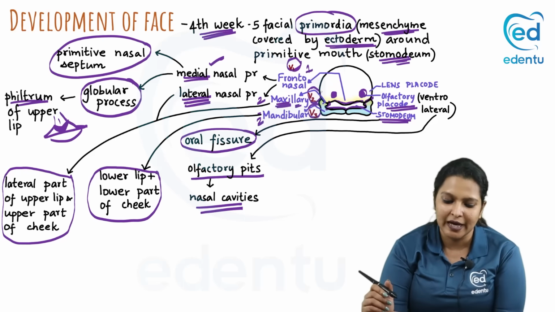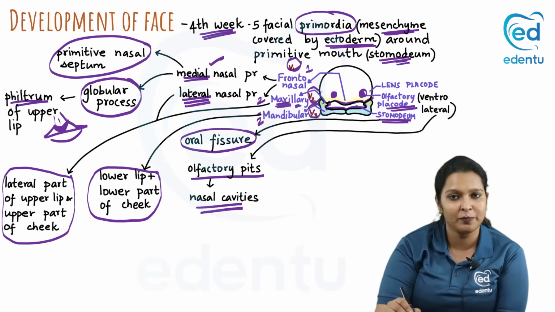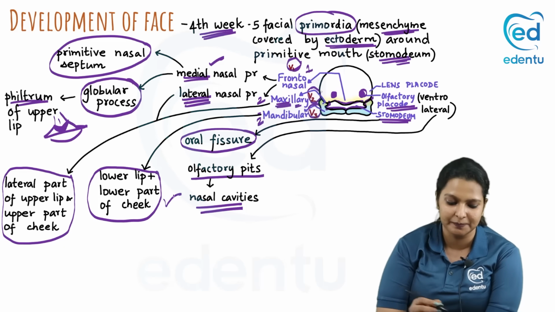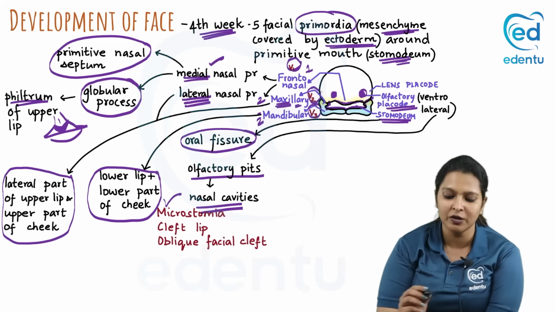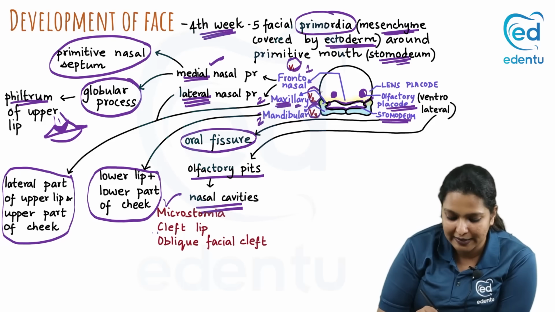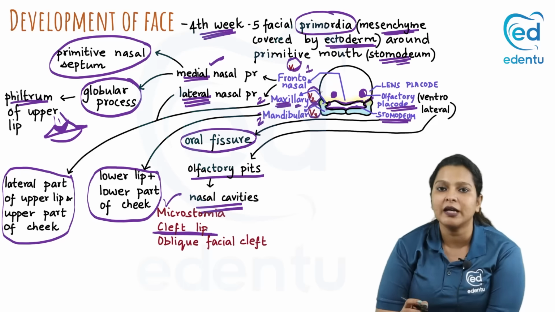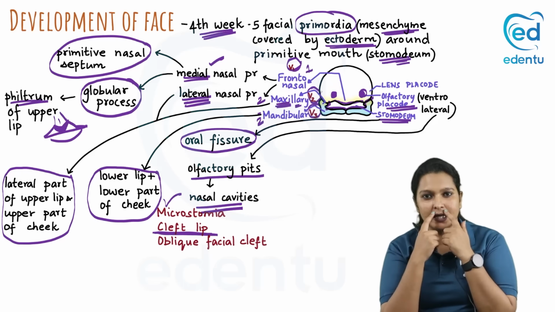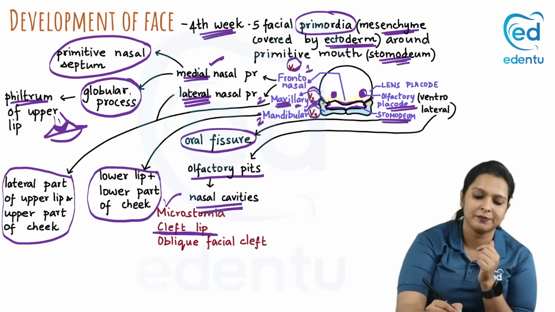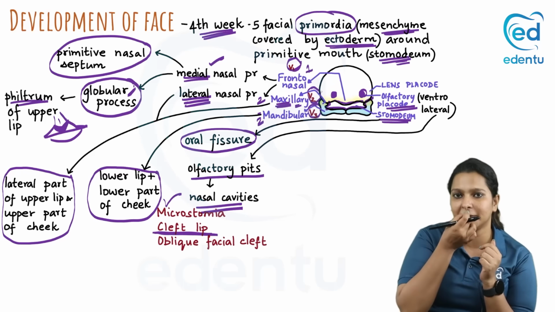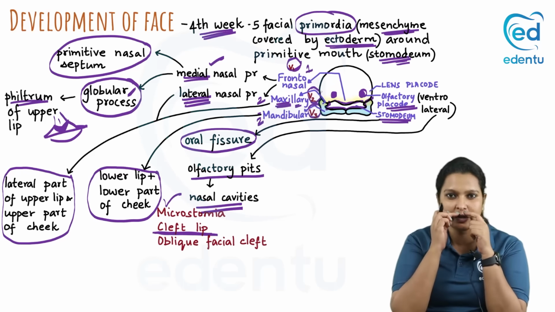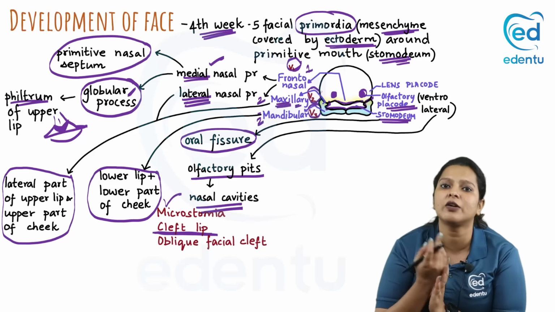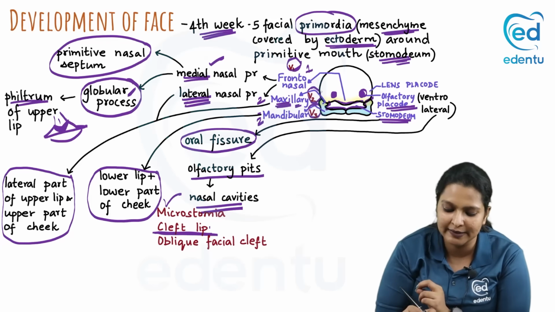And then we have the mandibular process that forms the lower lip as well as the lower part of the cheek. There is one more defect here called the cleft lip. If both the side maxillary processes do not meet the globular process, the globular process forms the middle part of the upper lip. If these two do not meet there, then it will lead to a cleft in this region. It can be on one side or it can be bilateral. That is called the cleft lip.